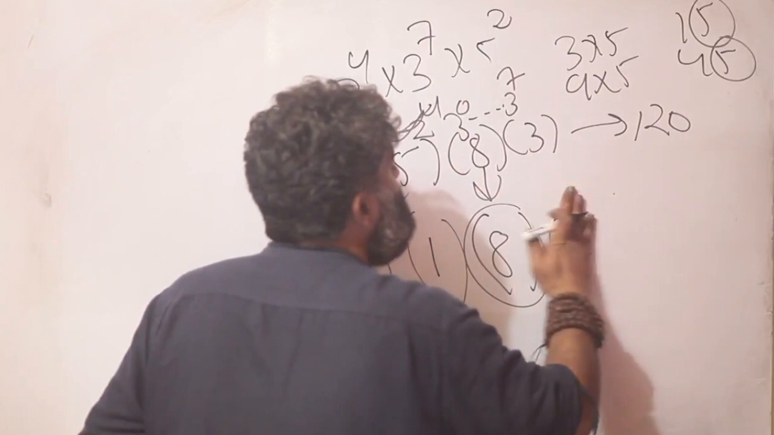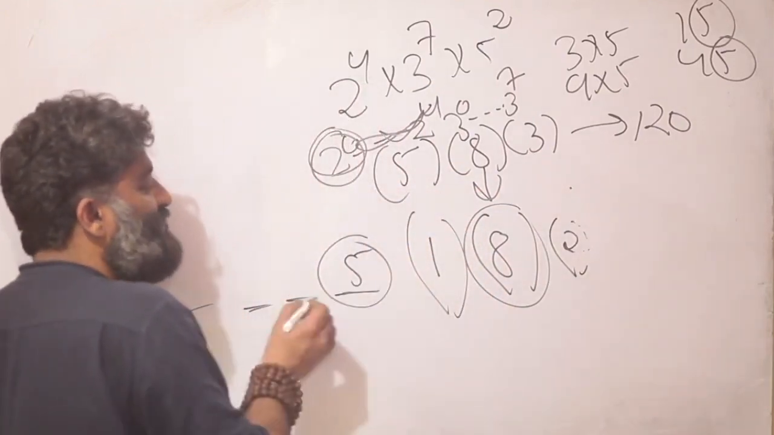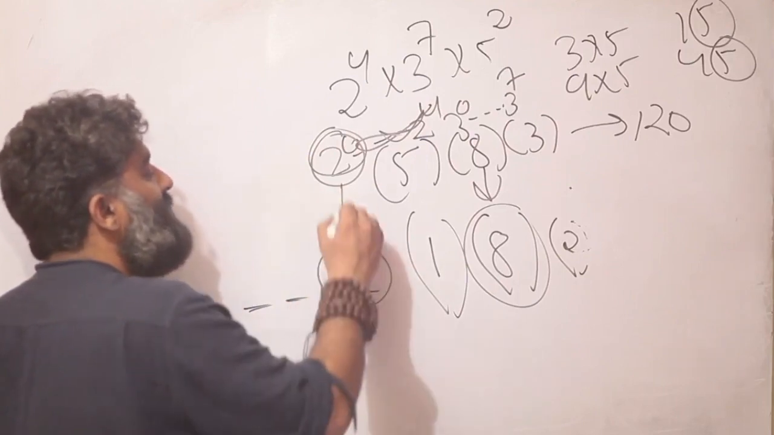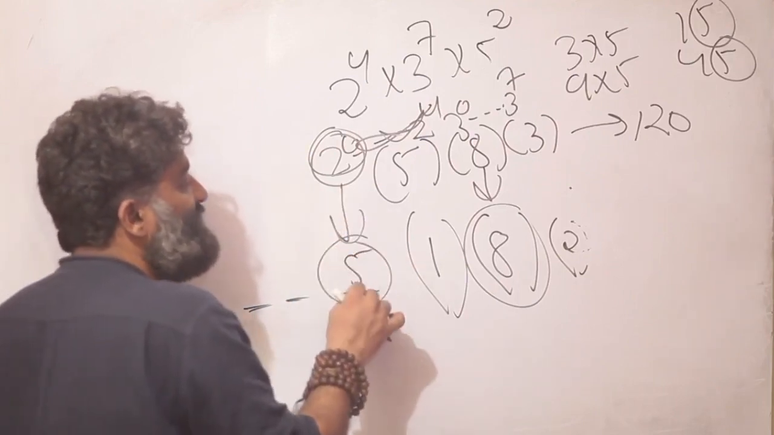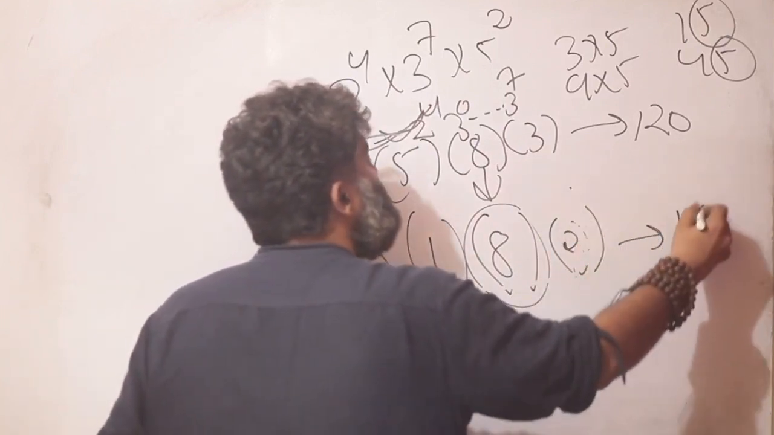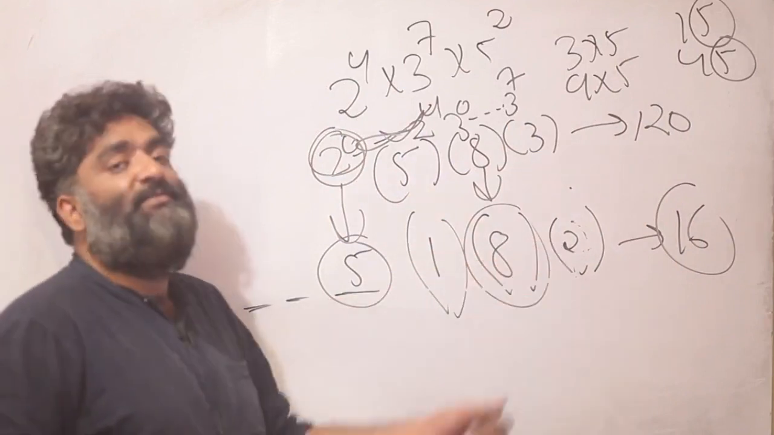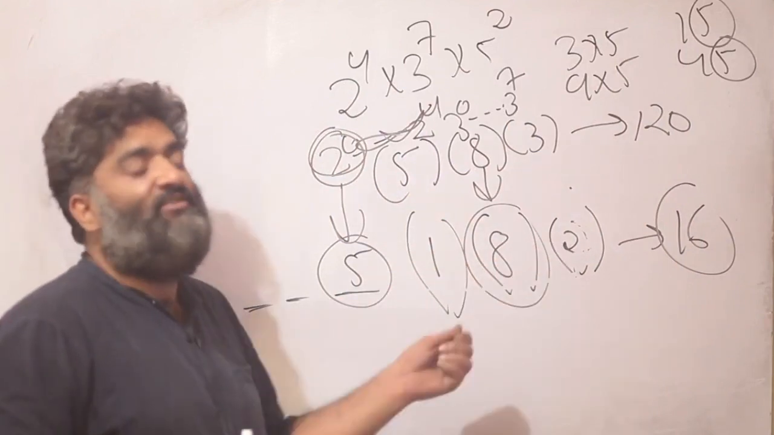That means my number of factors which will have 5 in the unit digit, I don't know what the size of the factor would be. My only focus is on the last digit. The number of factors would be 1 into 8 into 2, which is 16. So out of 120 factors, 16 factors will be such that there is a 5 in the last digit of the given number.